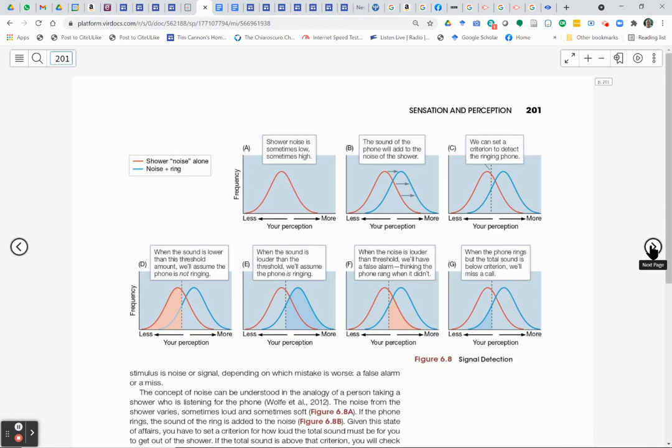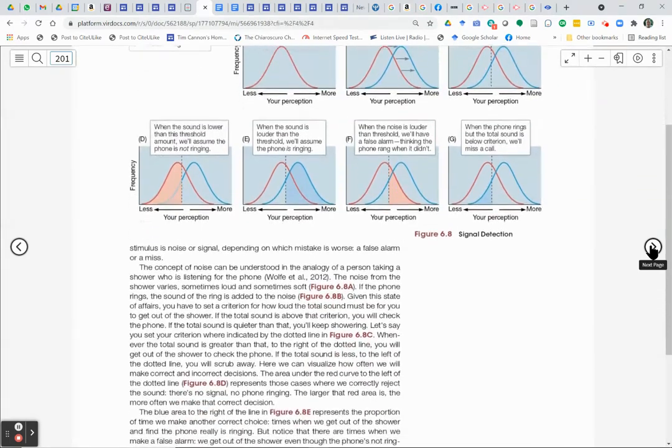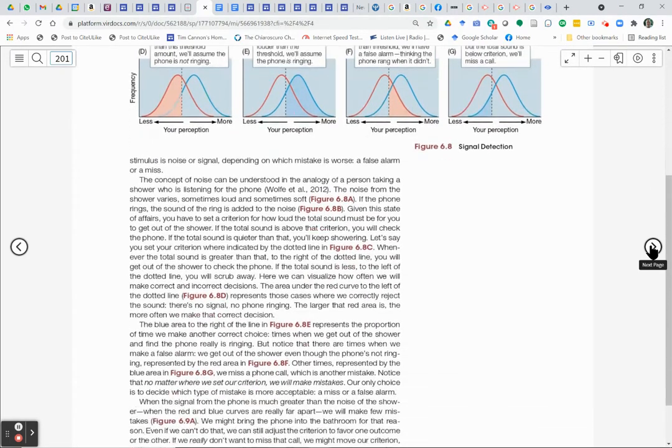So there's examples of the 2x2 table. You say no to no signal. That's good. You say yes to a signal. That's good. That's a hit. You say yes to no signal. That's a false alarm. You say no to a signal. That's a miss. So, look at this figure on this page and go back to that 2x2 table, and spend some time on that. It will help you understand.